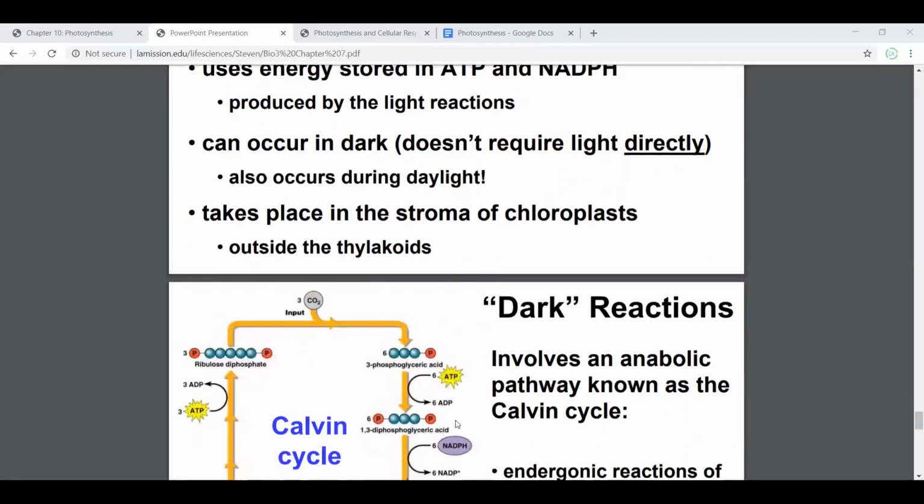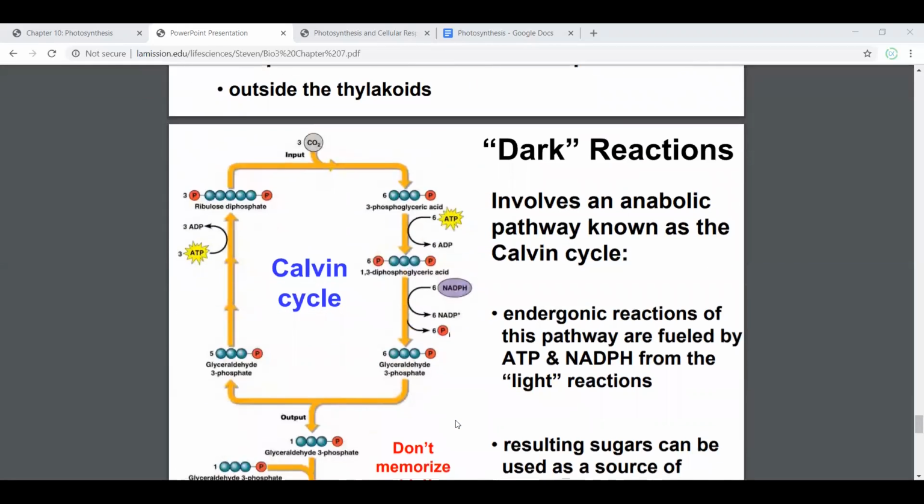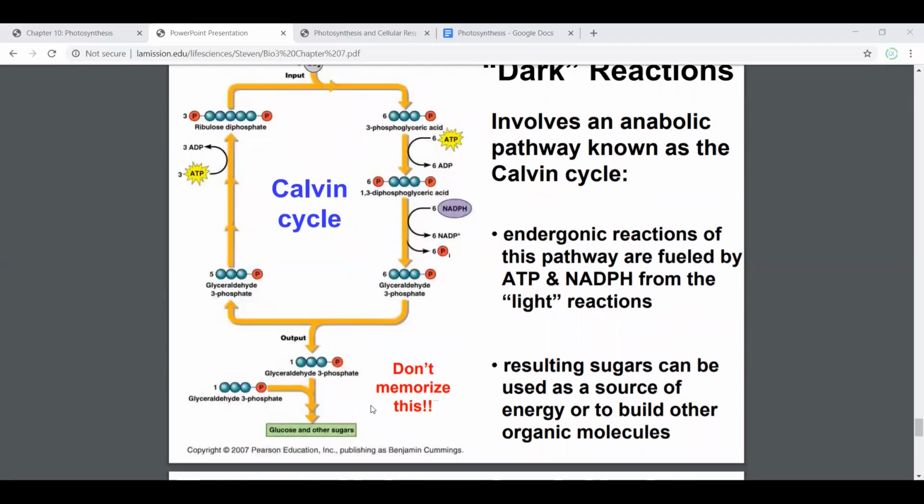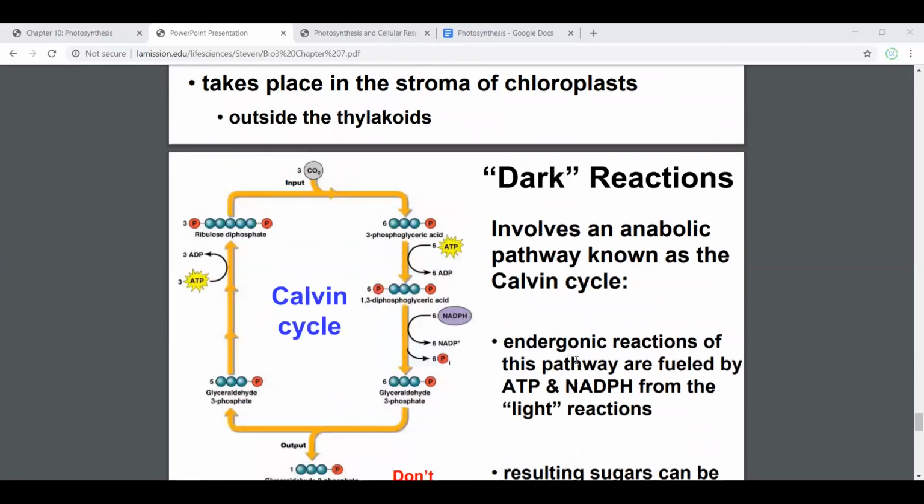So let's look at the dark reactions. The dark reactions are the Calvin cycle. If you remember from our discussions on cell respiration, we talked about the Krebs cycle, which takes acetyl-CoA and produces ATP, NADH, FADH2, and CO2 as waste. The dark reactions actually take in CO2 and produce a molecule called G3P, or glyceraldehyde 3-phosphate. Two G3P molecules can be used to create glucose and other sugars.